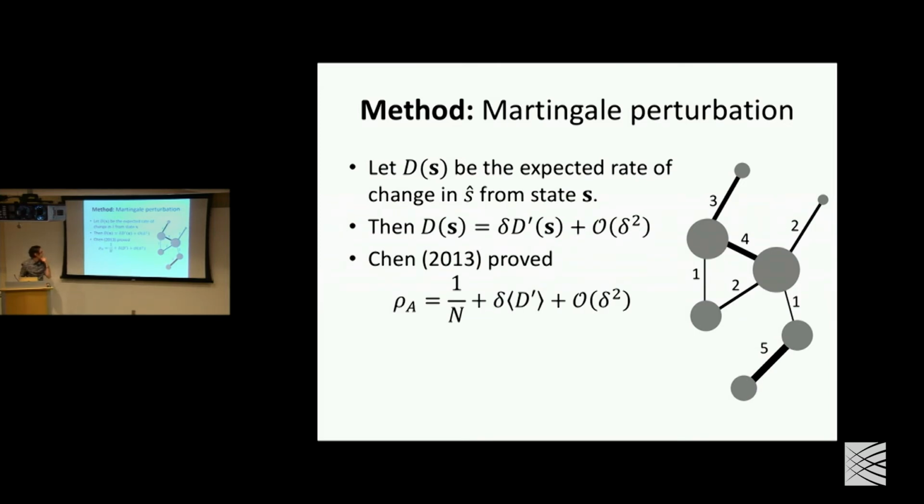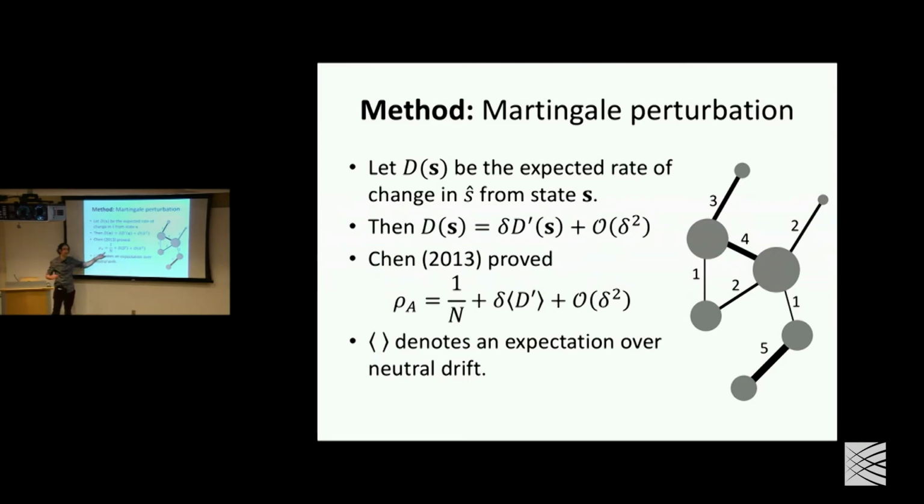There's this result that we used, that the fixation probability of type A is equal to 1 over n, which is the expected value for neutral drift. Under neutral drift, everyone has an equal chance to spread their genes through the population. Plus delta times some expectation of this first order term, and that expectation is taken over the process of neutral drift, plus higher order stuff. So the idea of this result is that we can look at the distribution of states that arise under neutral drift, which has a technical definition that I won't go into. We can evaluate this first order expected rate of change from all of those states, and then take that expectation, and that will tell us ultimately what the fixation probability is to first order in selection strength. That's the scheme here.